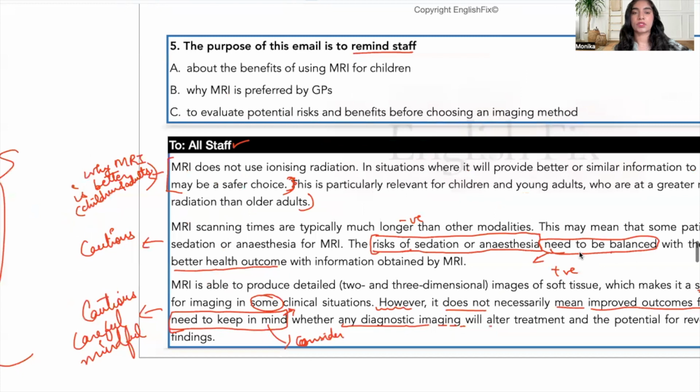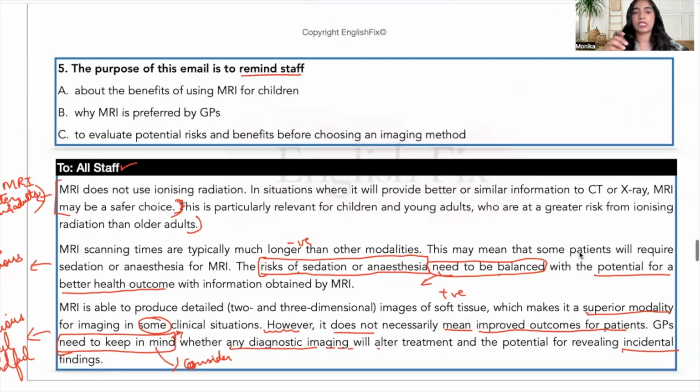Now, I have this question. The purpose of this email is to remind staff about the benefits of using MRI for children. No, that was just one aspect of it. And I told you, when the question is about the entire purpose, you will always get answer options which are only talking about one aspect or one little detail from the paragraph. Moreover, it was not only good for children, it was also good for young adults. So here also they are telling me something wrong.